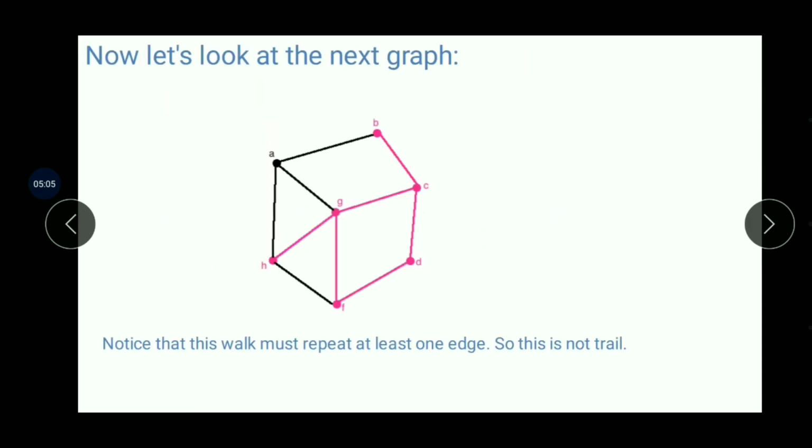Now let's look at this graph. This walk must repeat one edge. If you start from here, B, C, G, H, then again it will repeat H, F, D, C. If you start from here, suppose H, G, F, D, C, B, now this is left, right? So again it will repeat. So if you follow any walk, then one of the edges will repeat. So this is not a trail because one edge is repeating. In a trail there should be no repeated edge.